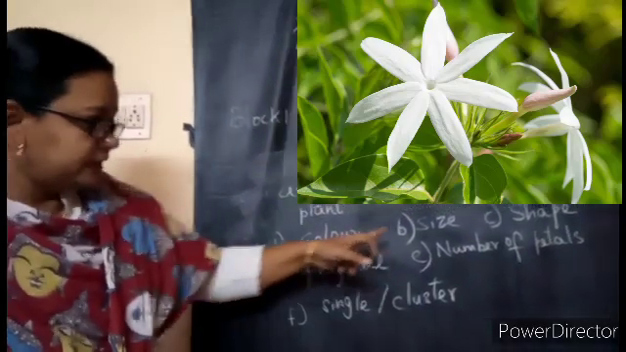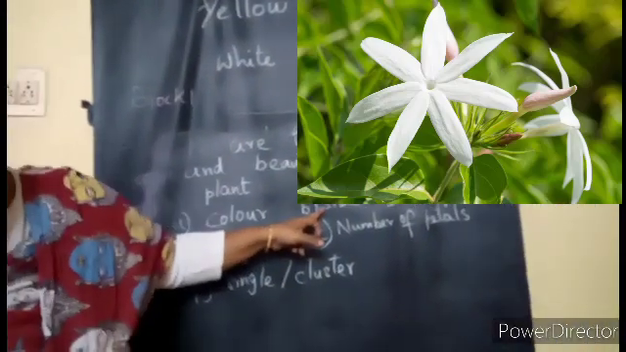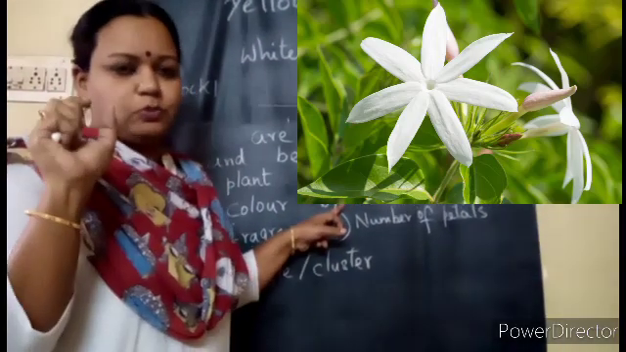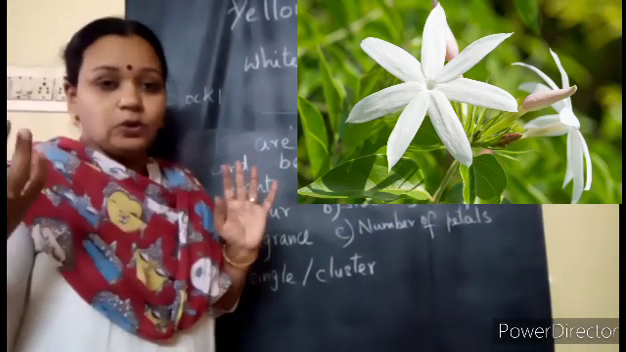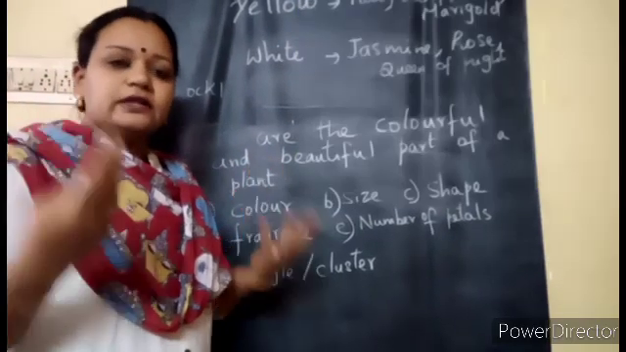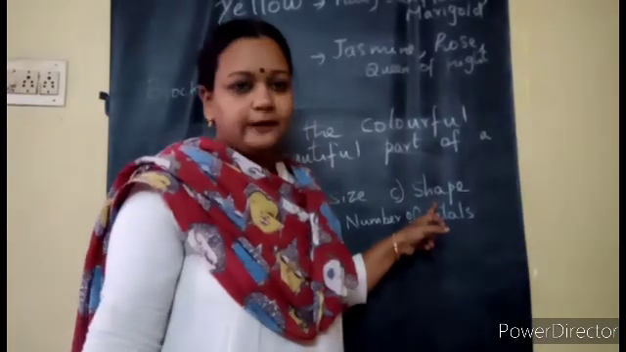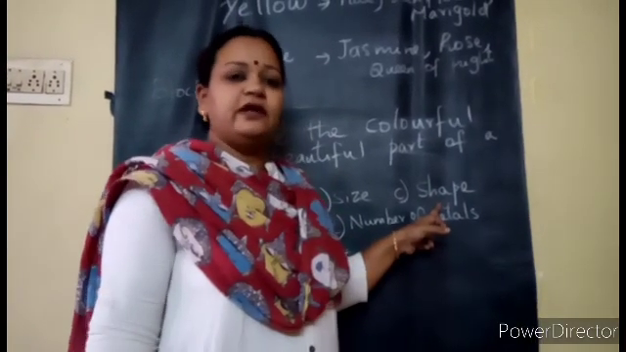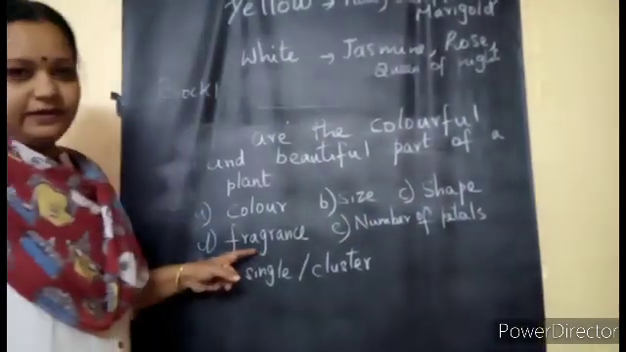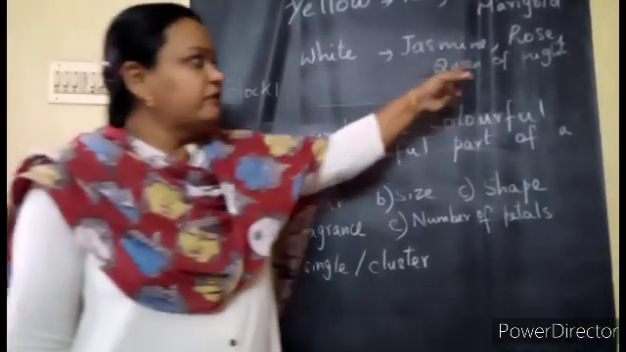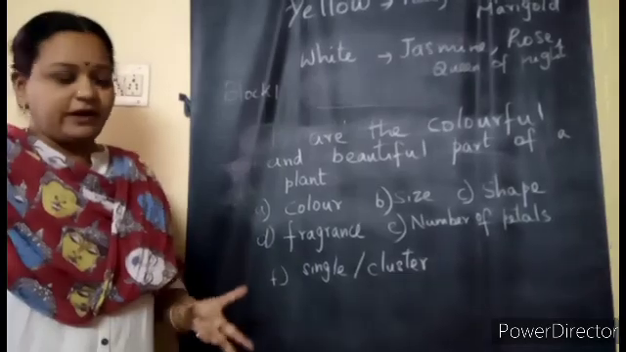They also differ in their size. If you compare the hibiscus, it is very big. If you see the jasmine, it is very small. Even marigold is a little bit bigger. So the size also changes. Even shape, just now I showed you tubular, star shape, they differ in their shape. And fragrance, some have very strong fragrance like the jasmine and queen of night.